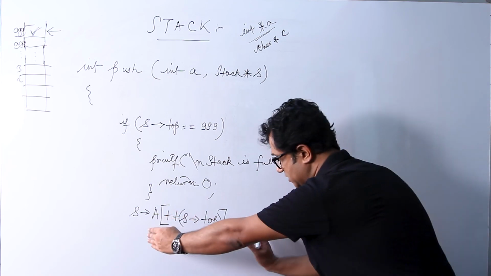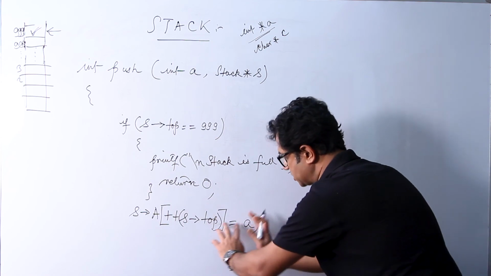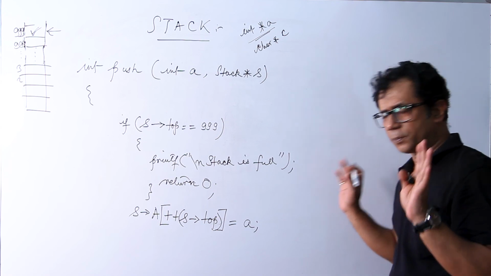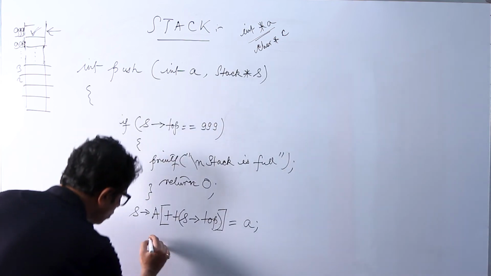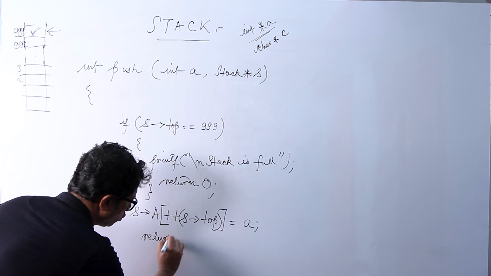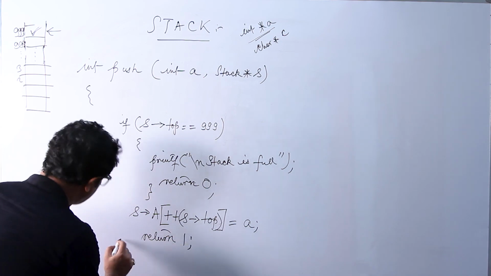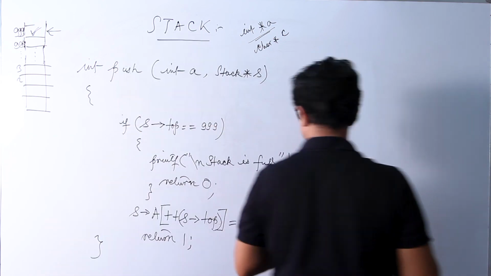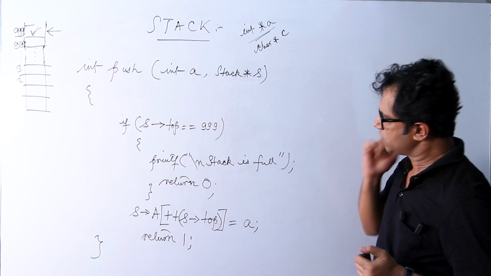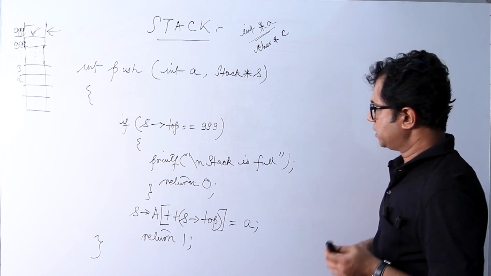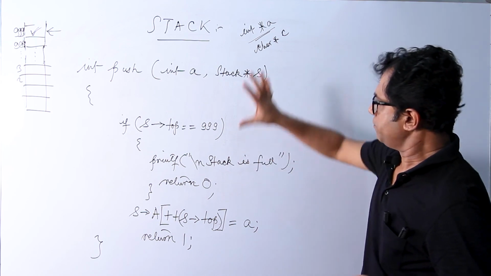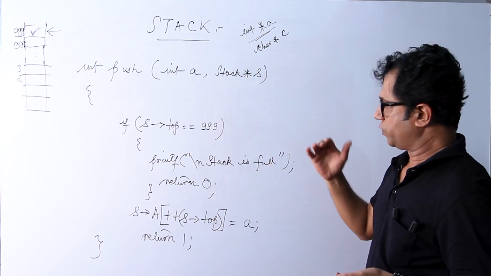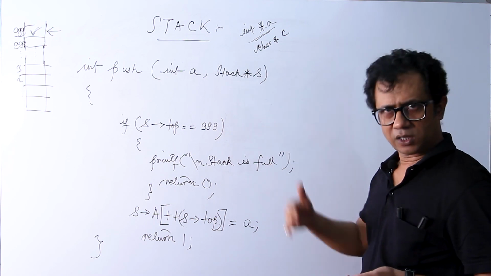Since this A is being inserted successfully in the stack, we have done a successful operation and hence we will return the value of 1. So we will return 1 from here, and this brings us to the end of this function. It is a fairly simple small piece of code, but it has a logic which needs to be kept in mind. So this is the push operation or the push function. We will get on with the pop function afterwards.